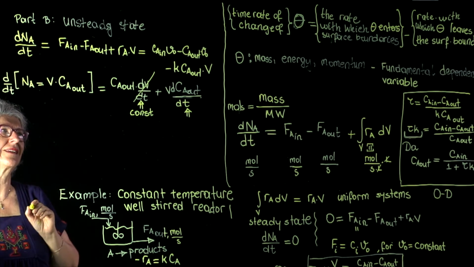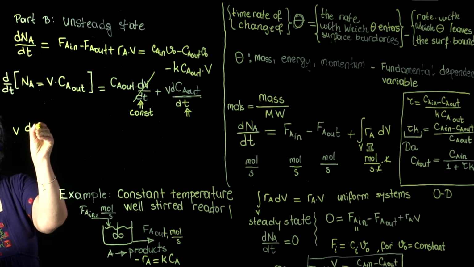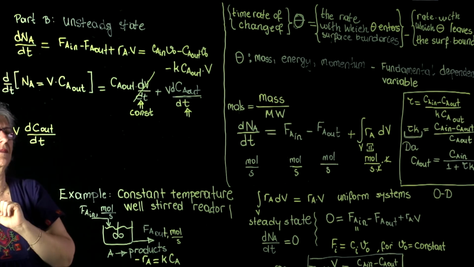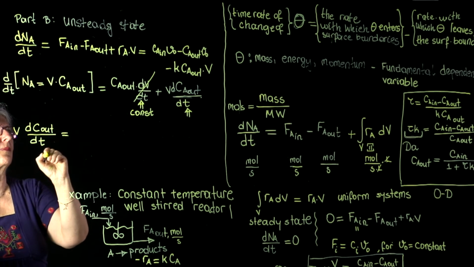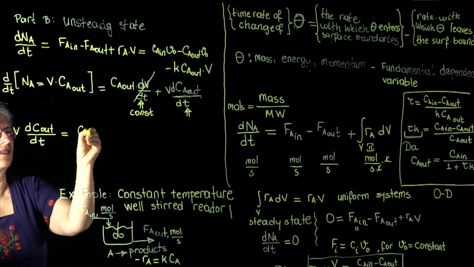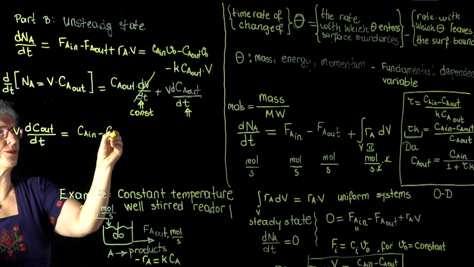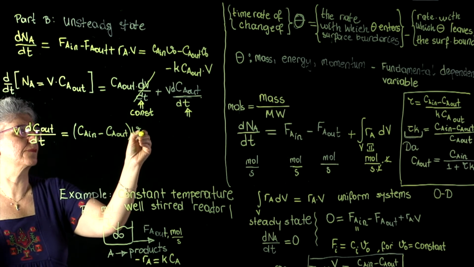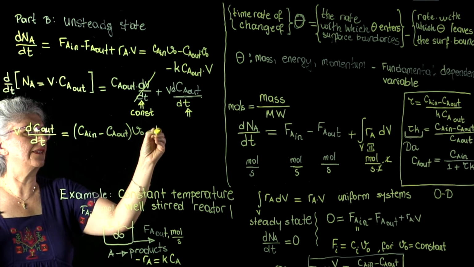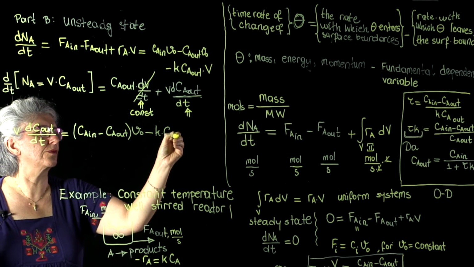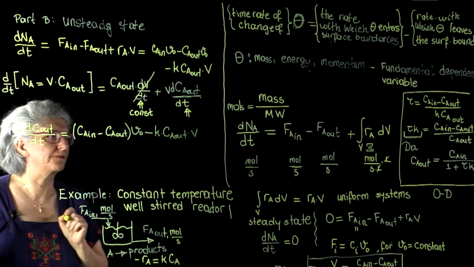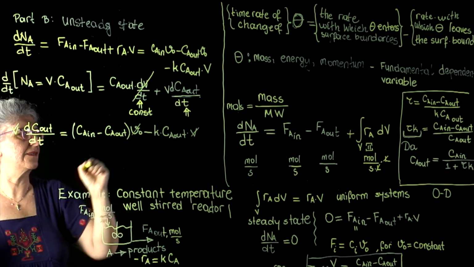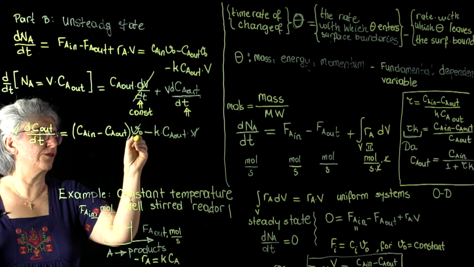So we have V dCA out over dt to be equal to CA in minus CA out, the common parentheses of V0, minus K times CA out times V. We're going to rearrange to cancel V, make this 1 over tau.